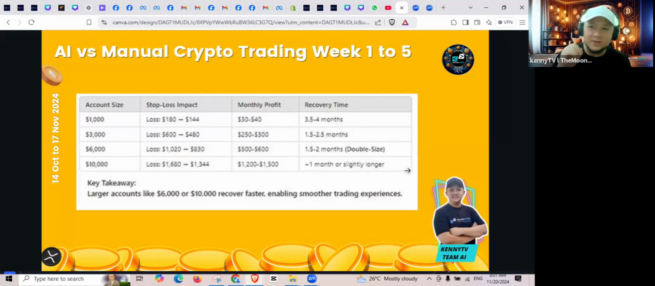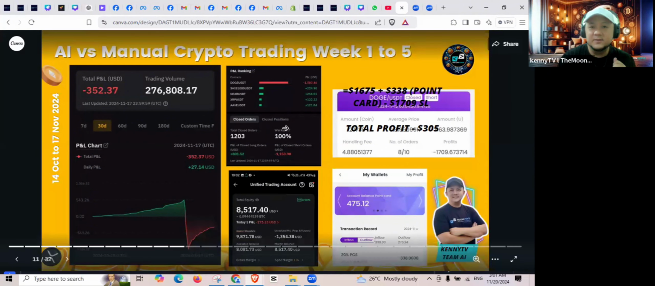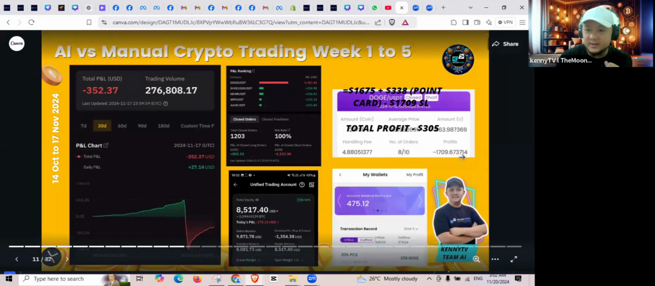Later, I'll show you one very good example that we put up. So you see, this is one of the accounts that hit stop loss. It's a $10,000 account over here. You see 8,517, actually it's 9,008. So it hit stop loss over here, 1,709. Correct. And there is a point cut covered back at 338.